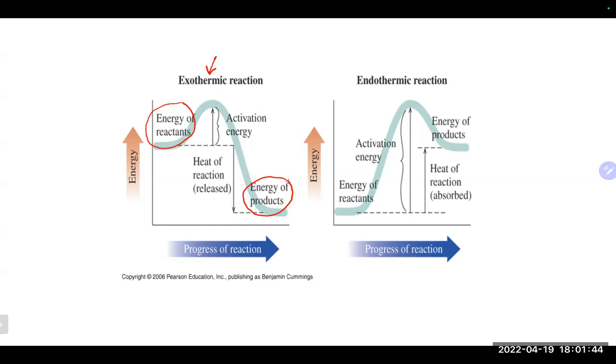So whenever you see an energy diagram such as this, which has energy on the Y axis and the progress of the reaction on the X axis, where the energy of the reactants is higher than the products, basically the only way those reactants can get down in terms of energy to the products is to give off that energy, and that would be an exothermic reaction.